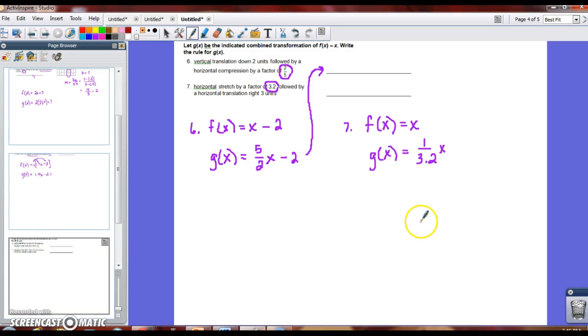And now I have to do the horizontal translation. So now I have to replace x with x minus, because I'm going right, this number is positive, so it's positive 3 there, so I end up with 1 over 3.2 times x minus 3. And that is my final answer. And that's all I have to do. You don't need to do anything else with it. Okay?